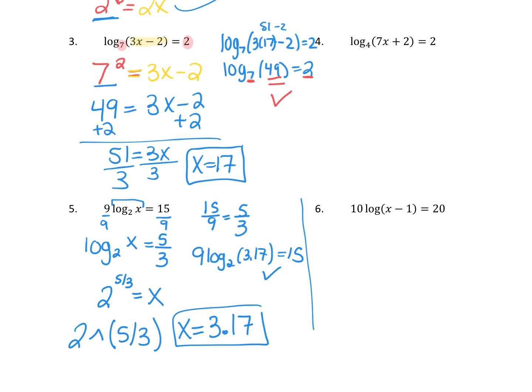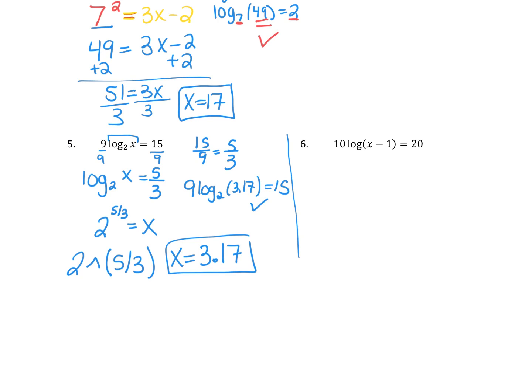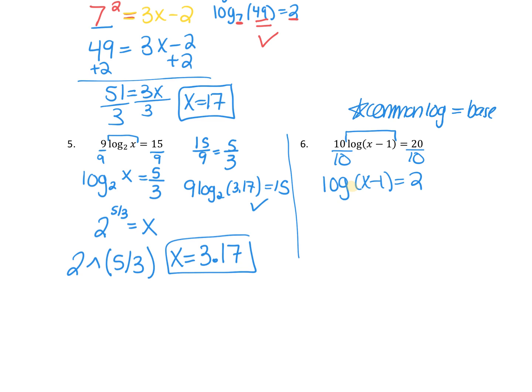All right, let's look at this last one, number 6. So again, I want to get this log alone, so the first thing I'm going to do is divide by 10, and so I'm going to have log of x minus 1 equals 2. Now this one appears weird because I don't see a base number right here. So remember, when there's not a base, our common log is base 10. So basically, if I just see log, I know that it actually means that it's base 10.